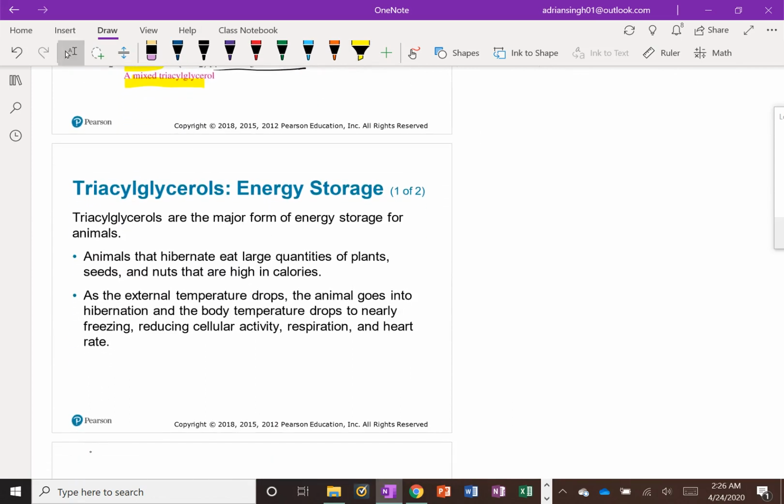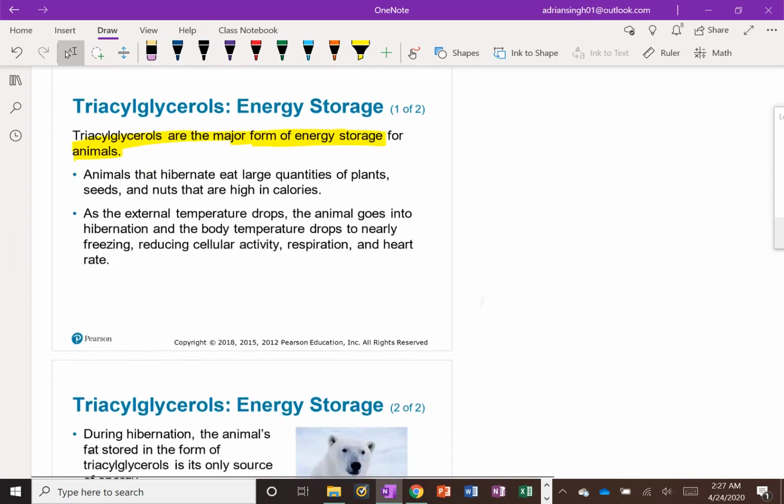The triacylglycerols, or the triglycerides, are really the major energy storage form that we have in animals, right? Specifically animals that hibernate. They lower their activity levels in the wintertime. They eat huge amounts of things that are high in calories to store that energy for use when they're hibernating.